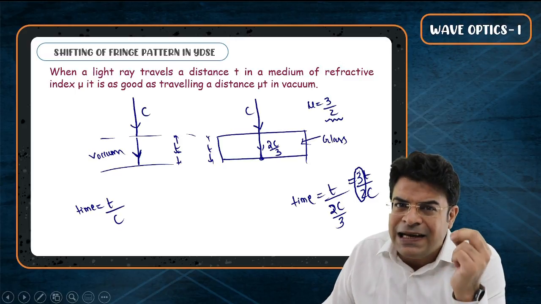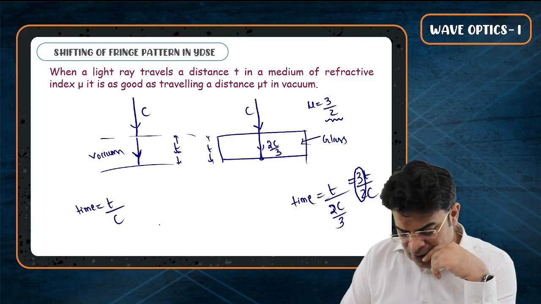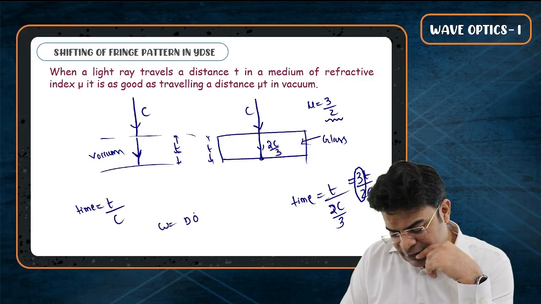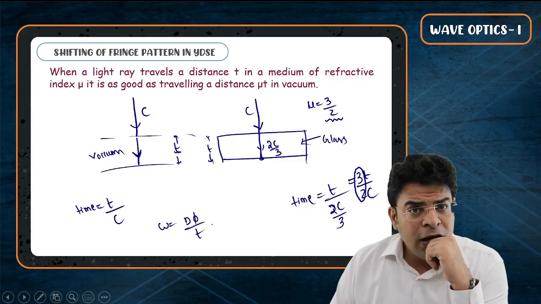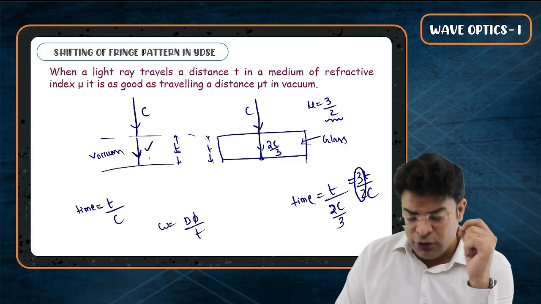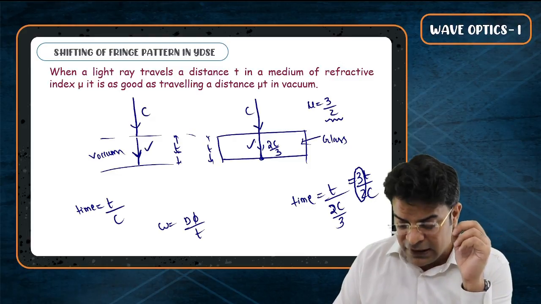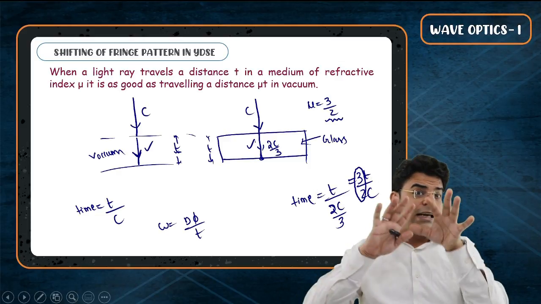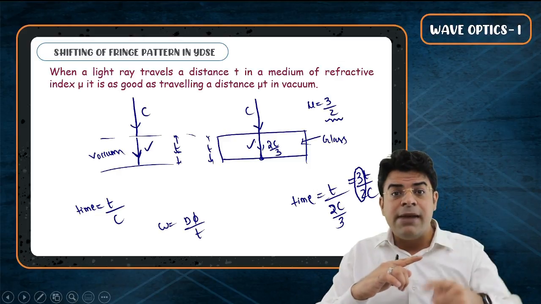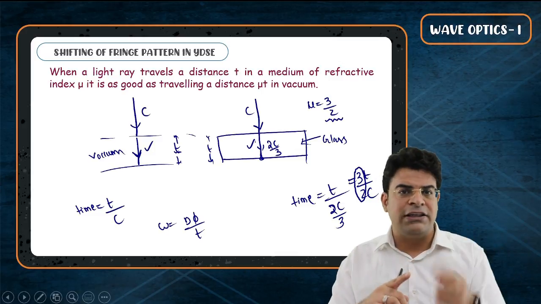And what exactly is angular frequency? The angular frequency is the rate of change of phase angle with respect to time. Now, whether the light travels in vacuum or inside glass, it has the same frequency and the same angular frequency, so it has the same rate of change of phase angle with respect to time.